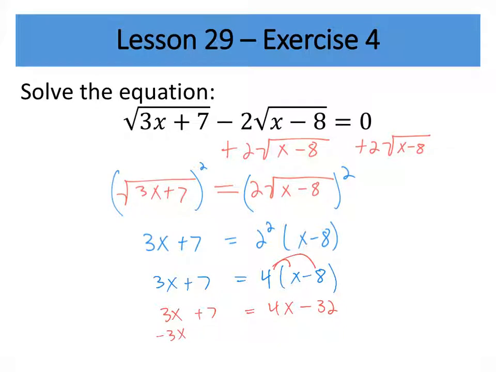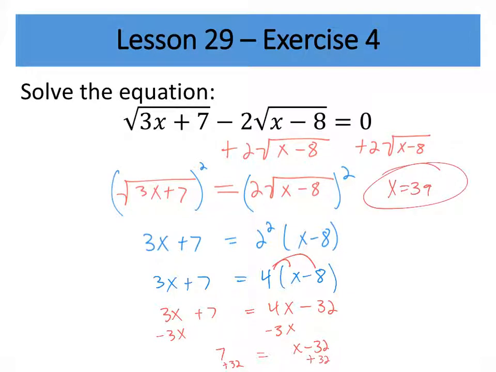So then minus 3x. There's lots of ways to approach this. So 7 equals x minus 32, plus 32 on both sides. 7 plus 32 is 39. So we're going to try x equals 39.